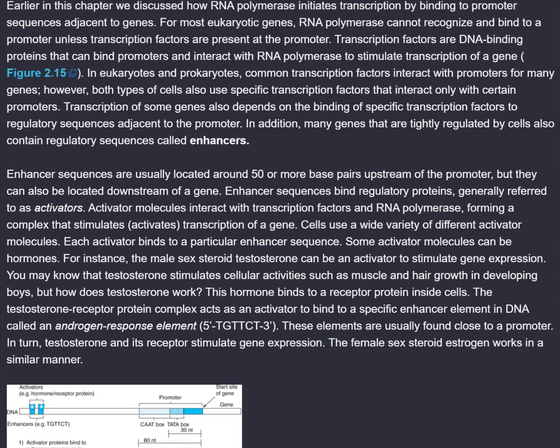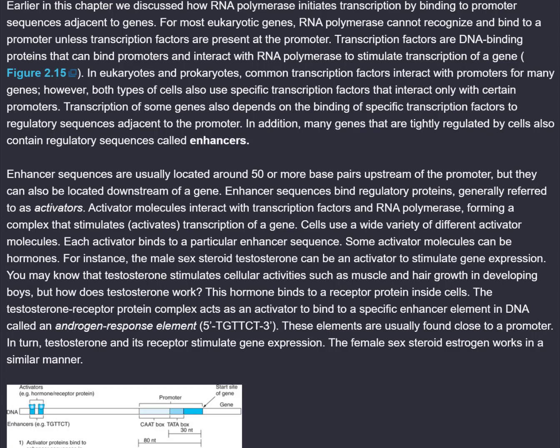Earlier in this chapter we discussed how RNA polymerase initiates transcription by binding to promoter sequences adjacent to genes. For most eukaryotic genes, RNA polymerase cannot recognize and bind to a promoter unless transcription factors are present at the promoter. Transcription factors are DNA-binding proteins that can bind promoters and interact with RNA polymerase to stimulate transcription of a gene, Figure 2.15. In eukaryotes and prokaryotes, common transcription factors interact with promoters for many genes. However, both types of cells also use specific transcription factors that interact only with certain promoters.